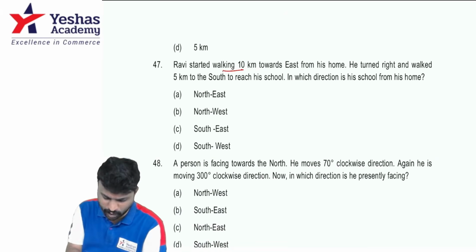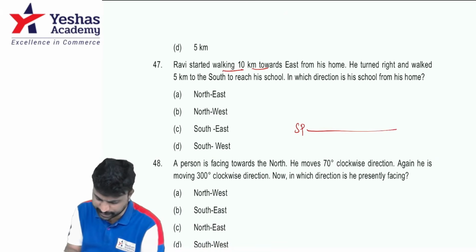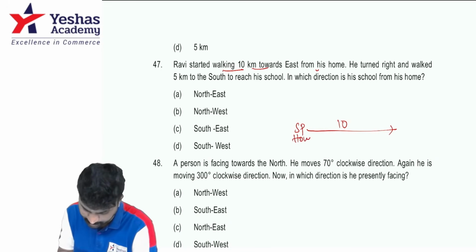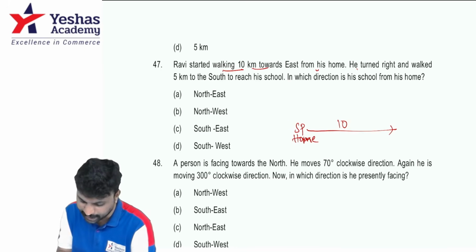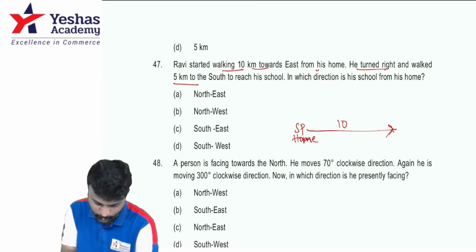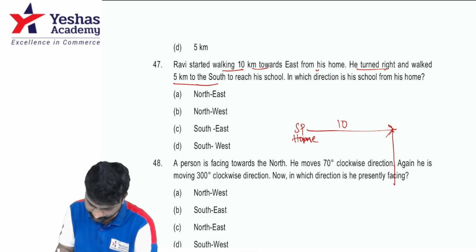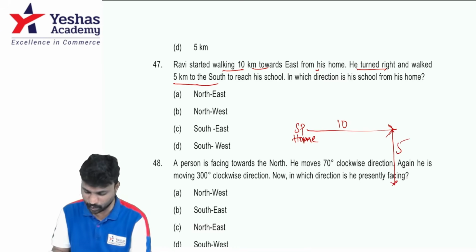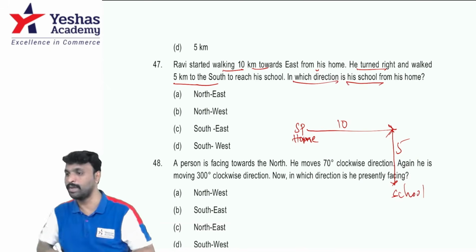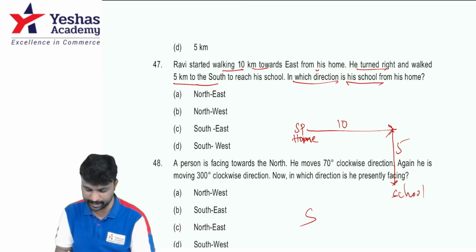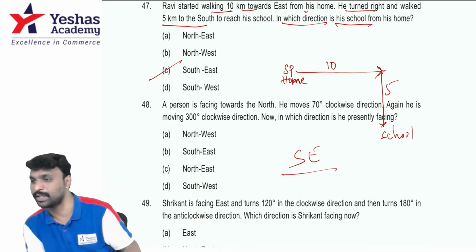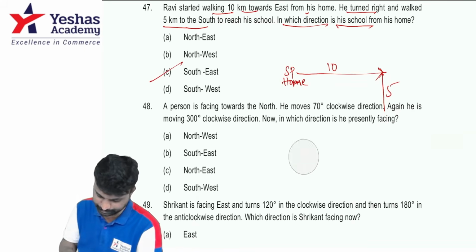47th, Ravi started walking 10 kilometers towards east. From the starting point, he went 10 kilometers towards east. That means right from his house. Here is the house, right? From his house or home, let's say home. He turned to the right. Right is which side? Going towards east. Right is downwards and walk 5 kilometers towards south. Right is south only. So 5 kilometers towards south to reach his school. Here is his school, right? Question is, in which direction is his school from the home? From home, school is downwards, south towards the right, that is east. Answer is southeast. Option C is the right answer. Have you understood? Moving on to the next question.